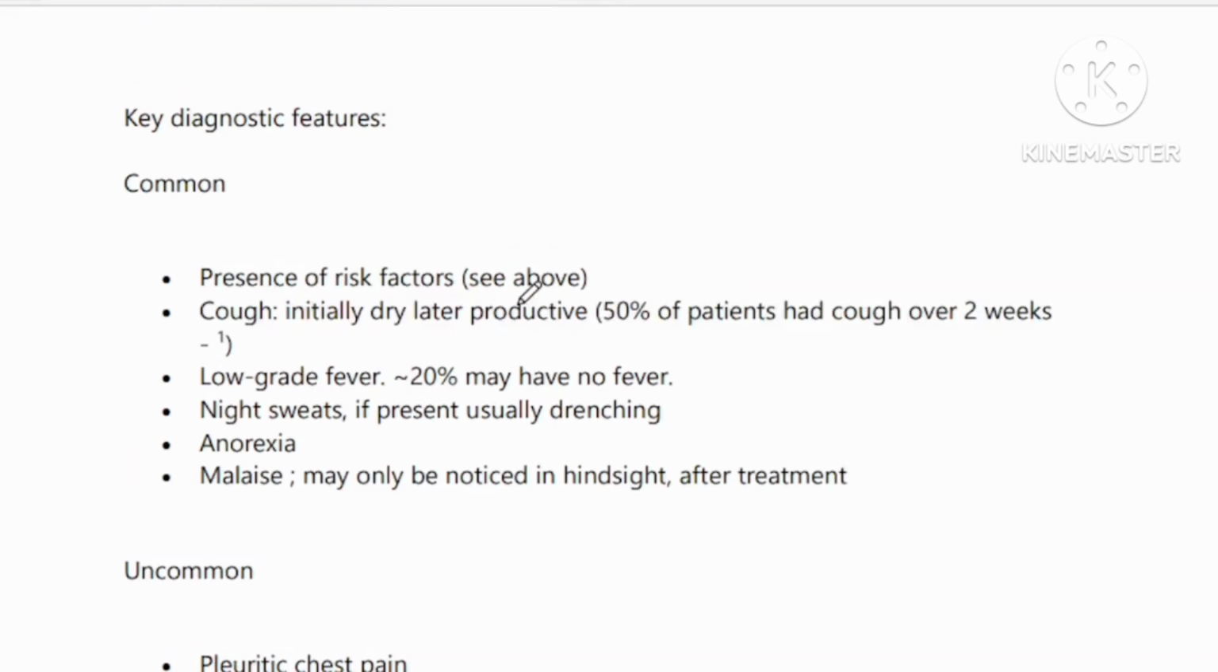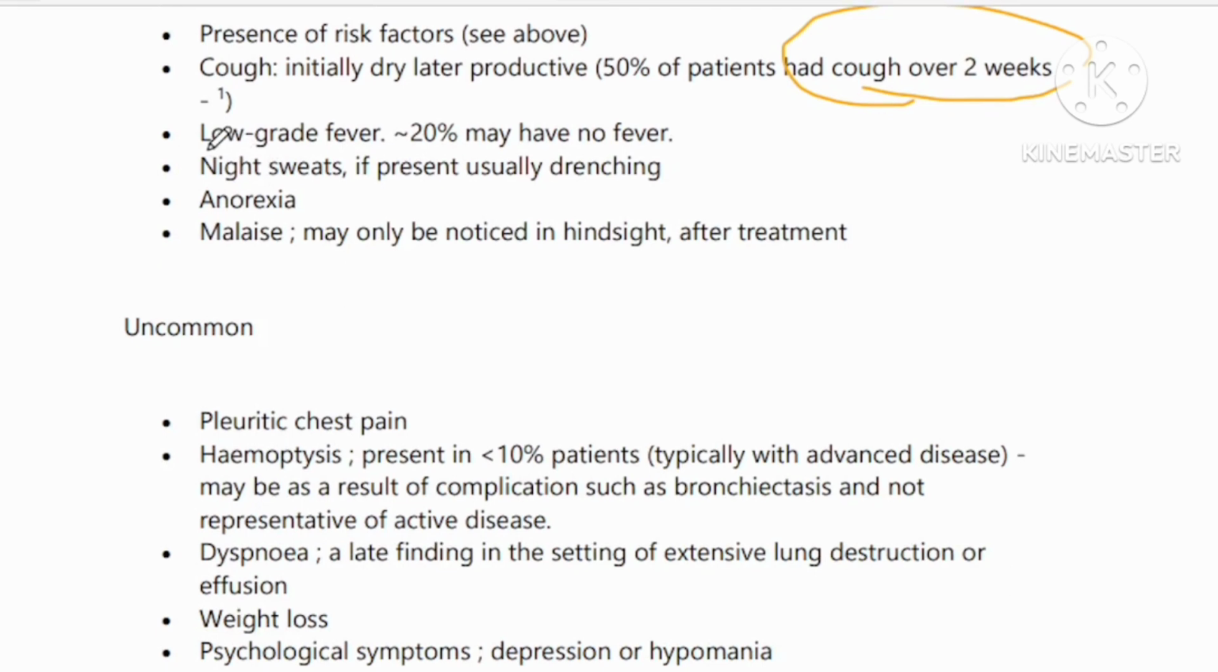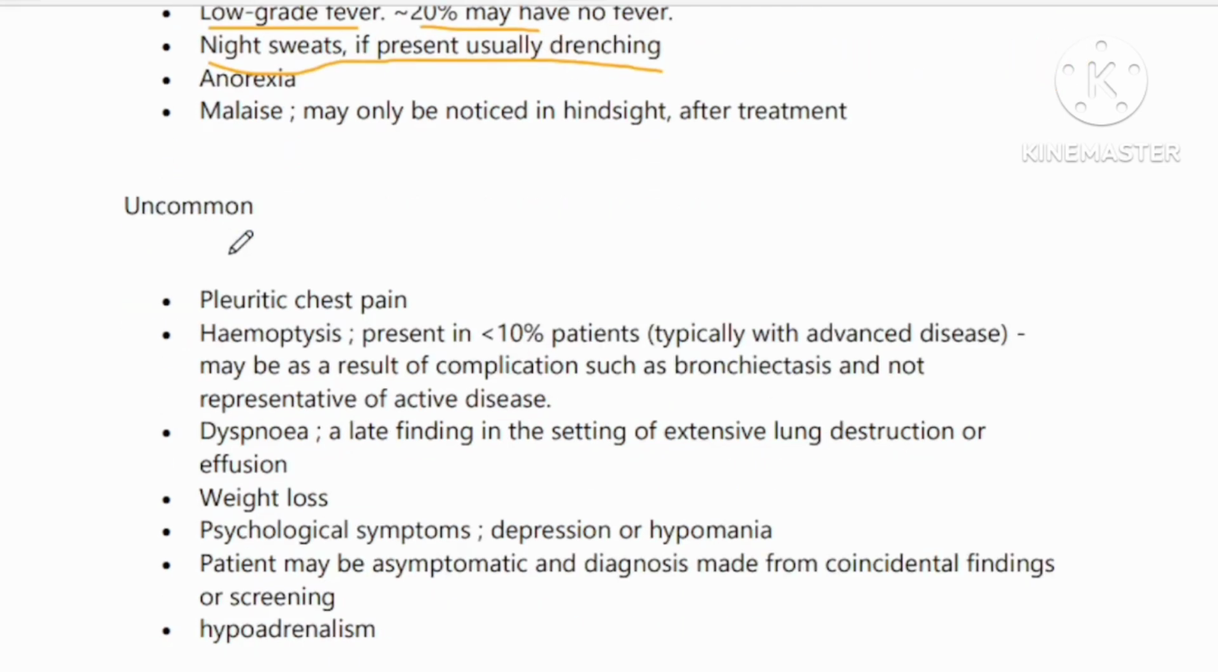And the common features are presence of risk factors, cough. Initially it is dry and later it becomes productive in 50% of patients. Cough more than 2 weeks, and the patient has a low-grade fever and night sweats. If present, usually drenching. Anorexia, malaise may be noticed in hindsight after treatment.